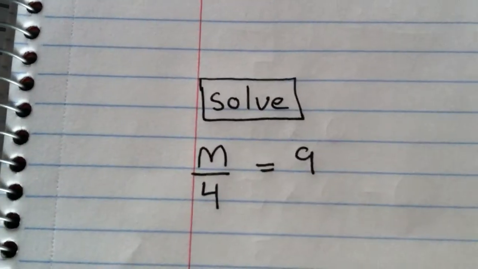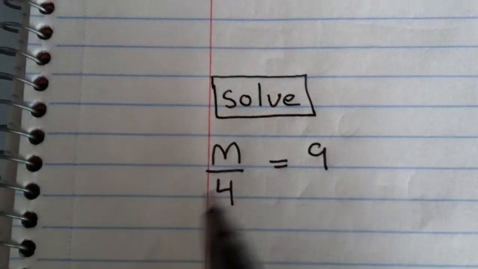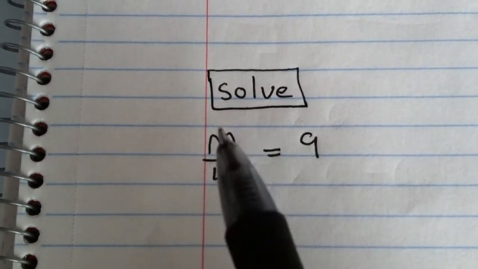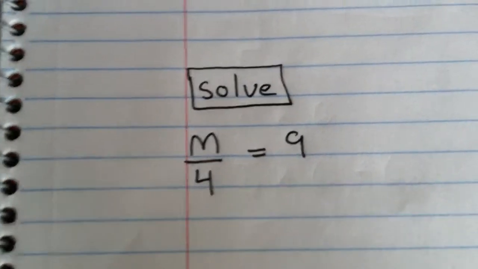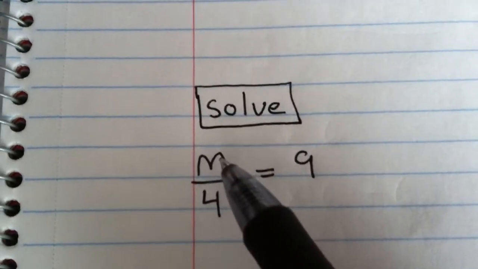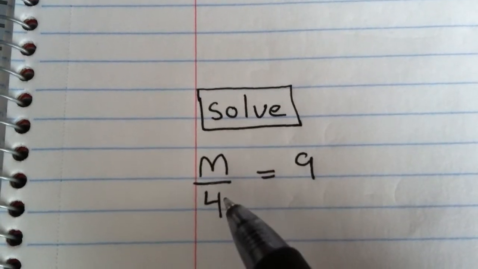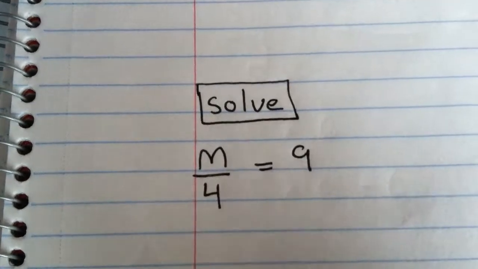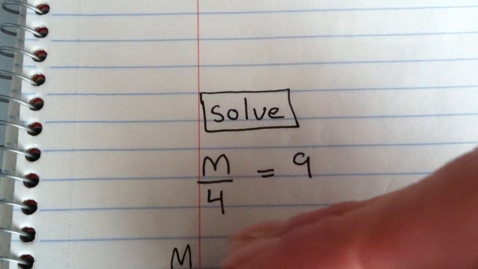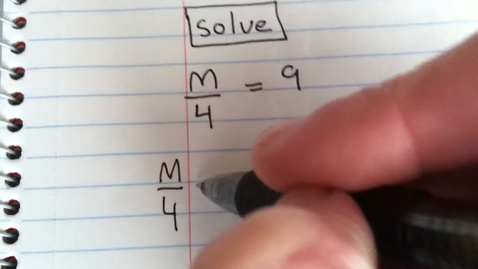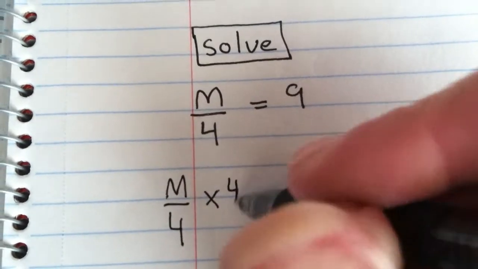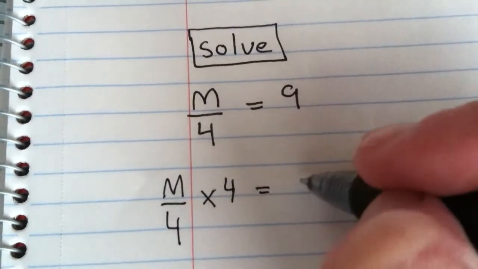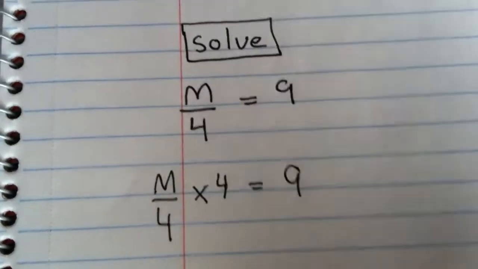Let's look at some that are slightly different here. This equation says m divided by 4 equals 9. Well, let's figure out what m is. I want to isolate m. This is a division scenario. What's the inverse of division? Multiplication. m divided by 4 times 4 is going to help me cancel that out so I can isolate my m. Equals 9. We got to keep it fair, don't we, folks?